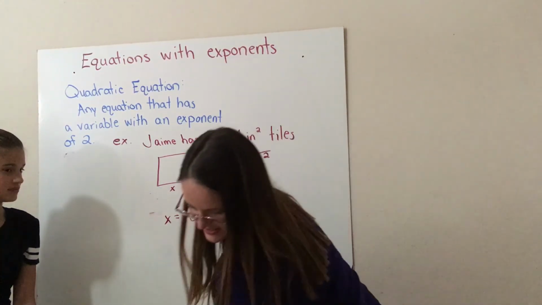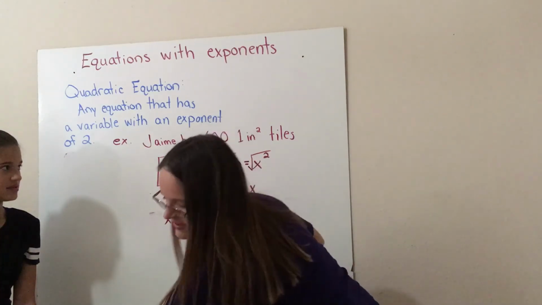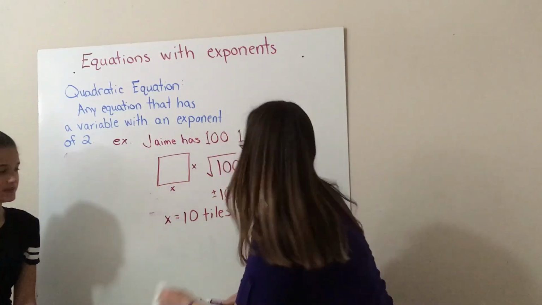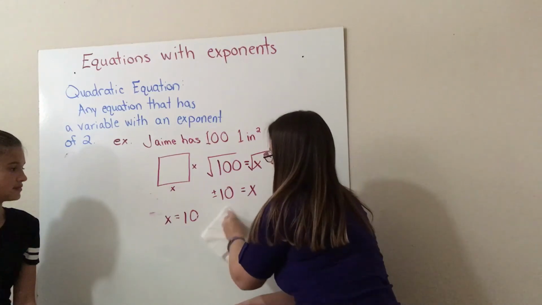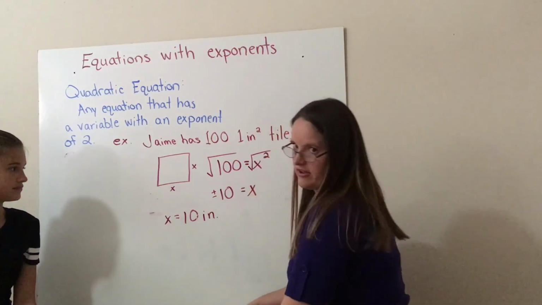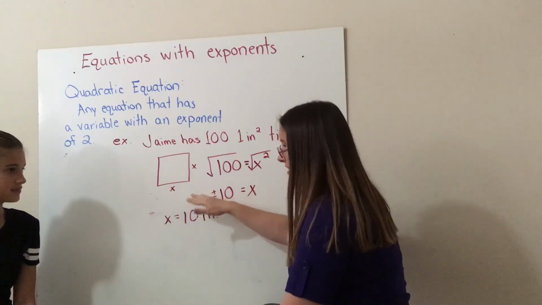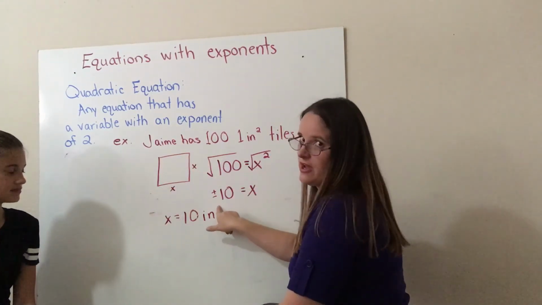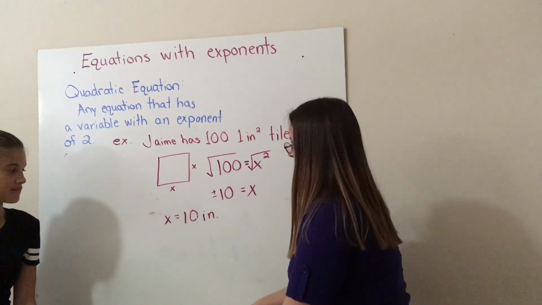So we know our answer is 10 tiles. Or 10 inches. It is looking for length. It says about how long should each side be. So instead of 10 tiles, we are going to write 10 inches long. And we're talking about length, not area, so we do not put the squared after the inches there.